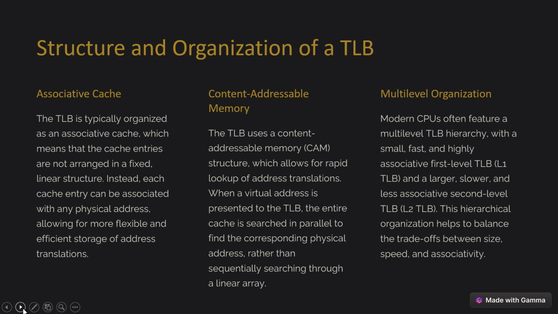Structure and organization of TLB. First is associative cache. The TLB is typically organized as an associative cache, which means that the cache entries are not arranged in a fixed linear structure. Instead, each cache entry can be associated with a physical address, allowing more flexible and efficient storage of address translations. Second is content addressable memory.